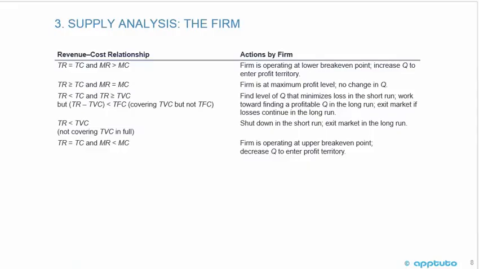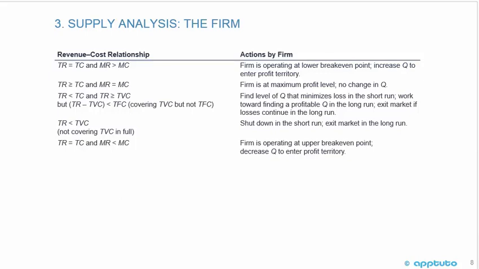Okay, now we're going to look at some revenue minus cost relationships and then some actions by the firm. When total revenue equals total cost and marginal revenue is greater than marginal cost, the firm is operating at the lower break-even point. Increase the quantity to enter profit territory. When total revenue is greater than or equal to total cost and marginal revenue equals marginal cost, we know the firm is at the maximum profit level, no change in Q. Just remember that: marginal revenue equals marginal cost, that's where we're at our maximum profit.